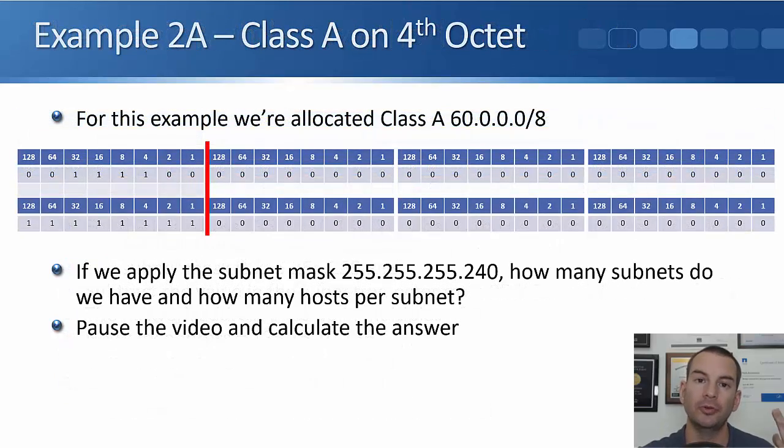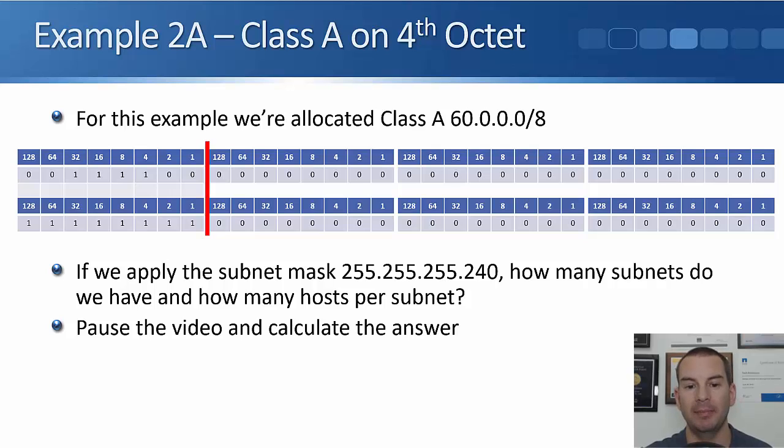Okay, let's move on to another example. This example will do a class A where we're going to subnet on the 4th octet. The previous example we just did was a class B on the 4th octet. This is going to be a class A on the 4th octet. And here we've been allocated 60.0.0.0/8.